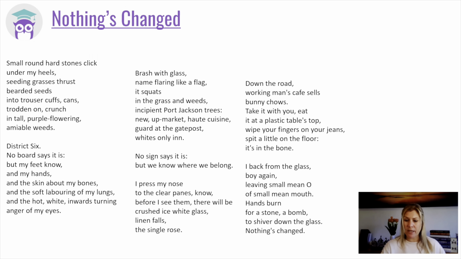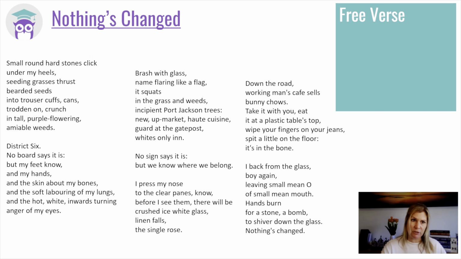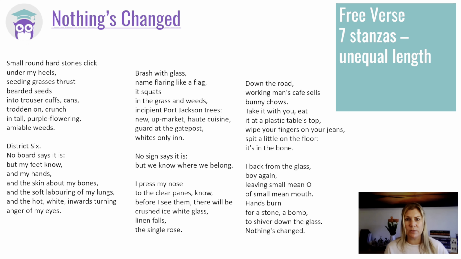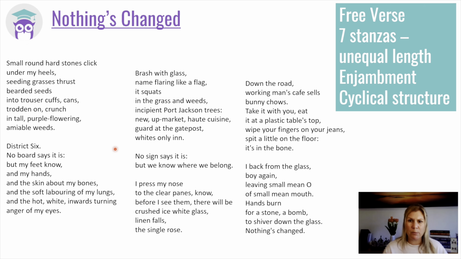Nothing's changed. It's another free verse. It's got 7 stanzas. They're all of unequal length, kind of similar to the one before, including these little dinkety-linkety ones here. Loads of enjambment, and we've got a cyclical structure because the title of the poem is Nothing's Changed. The last line of the poem is Nothing's Changed. Cyclical structure. Funny that, nothing changes. It's the same at the beginning and the end. So that's your easy high money form point there.